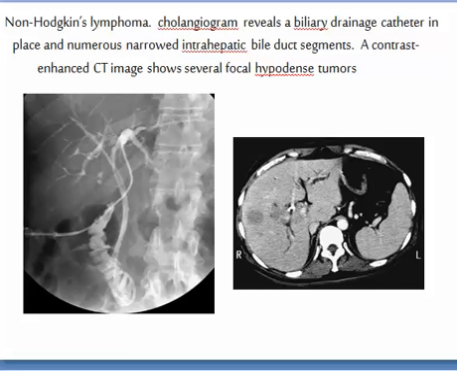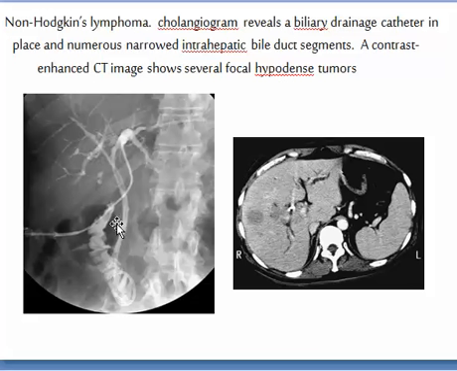Here we have non-Hodgkin lymphoma, and here lymphoma is manifested by the attenuated, thin, elongated biliary radicals due to multiple infiltrations around in the liver, like this one, like that one, like this one. Infiltrations cause attenuation and thinning of the biliary radicals.